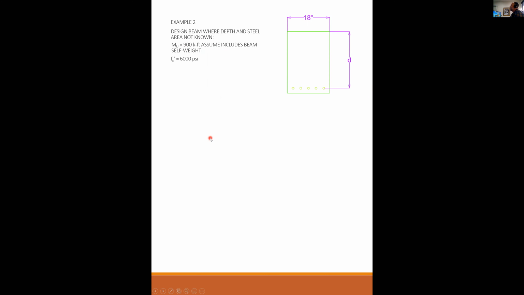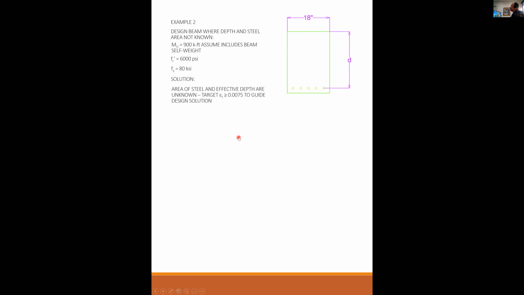f'c is 6,000 psi. My steel is going to be grade 80 in this case. And so now we need a solution. So the area of steel and the effective depth are unknown. So there's an infinite number of solutions. You could have a little bit of steel with a big d, or you could have a lot of steel with a little d, or anything in between.